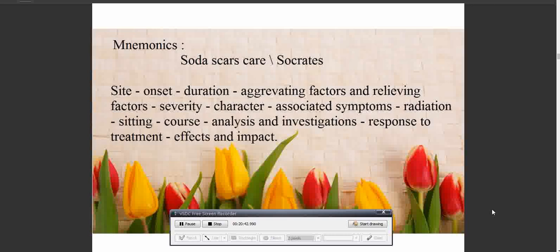This is the mnemonic which is greatly used, and that is all that we've described so far, the SOCRATES.